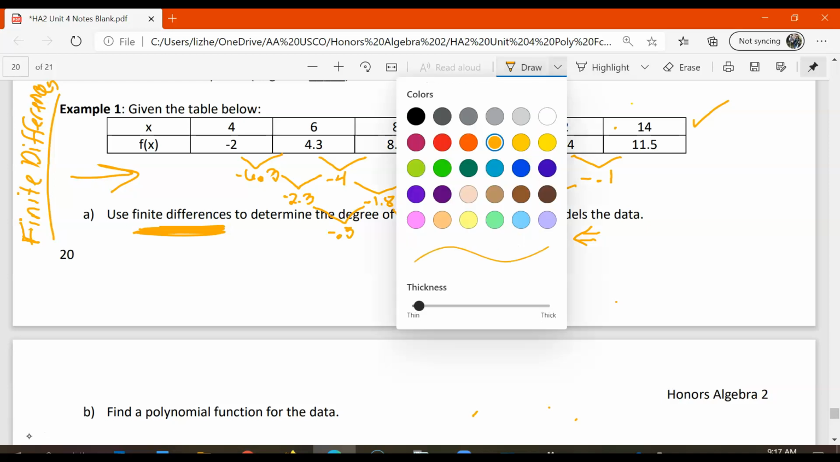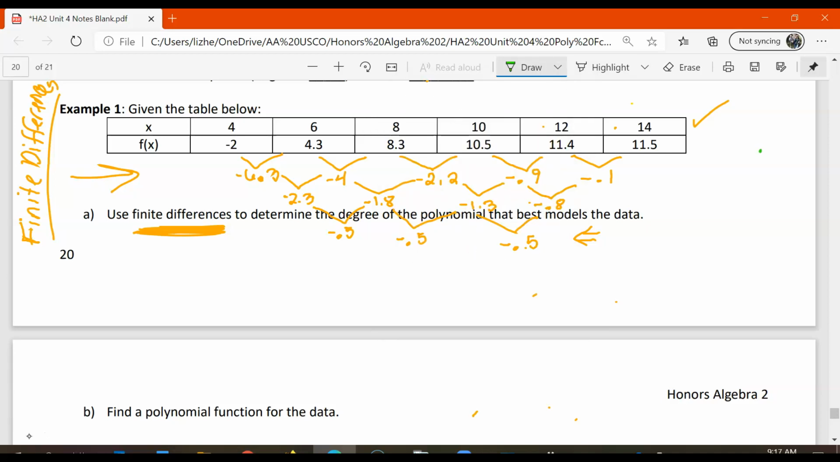Now notice it says that best models the data because we have very limited data here. Right? We only have 6 points on this function. There could be a whole bunch of other points, and we don't know what they are. But given the information we have, the polynomial that best models that data would be a cubic. Third degree. Because it took us 3 times to get our finite differences the same.